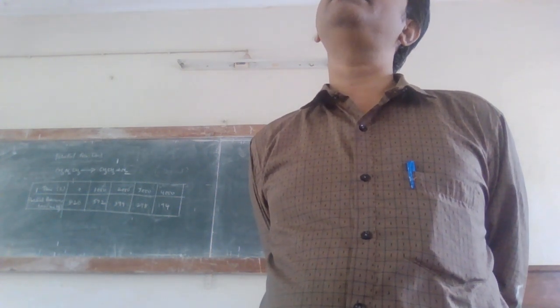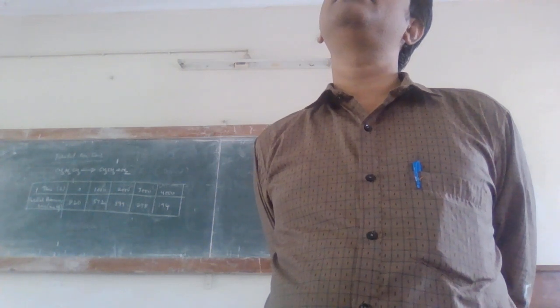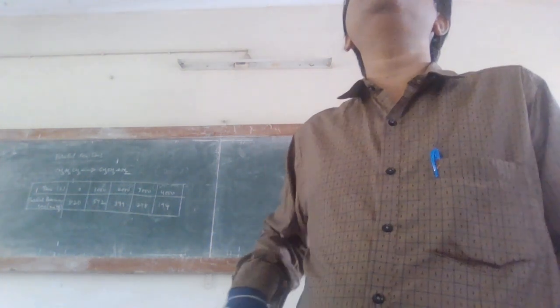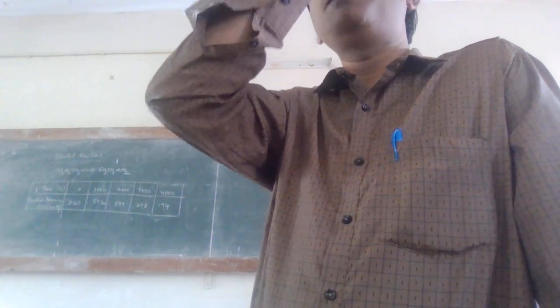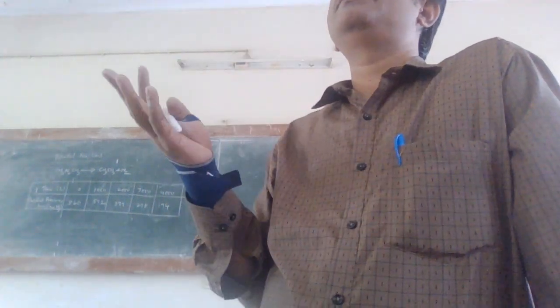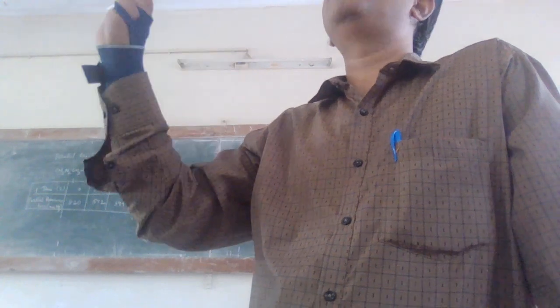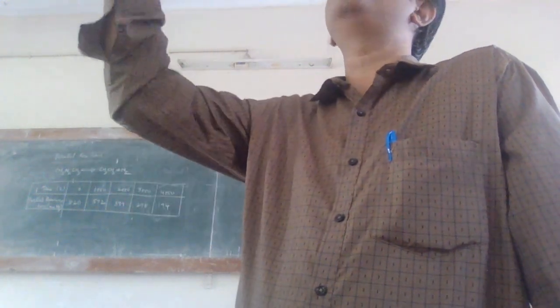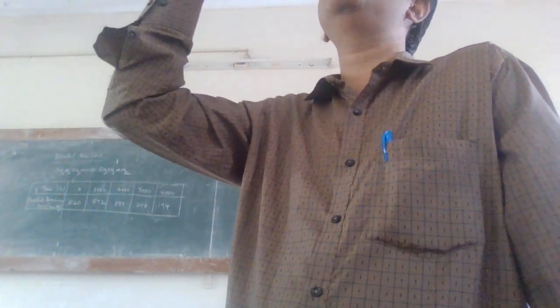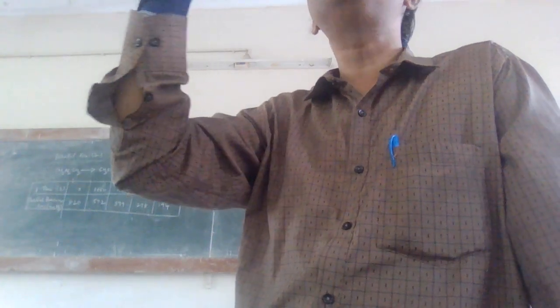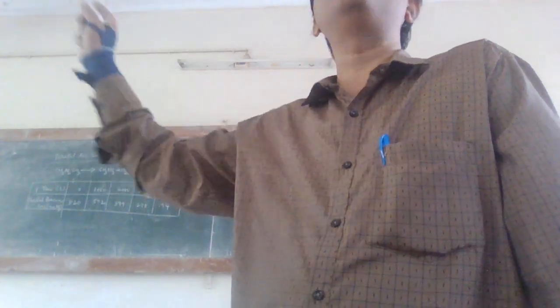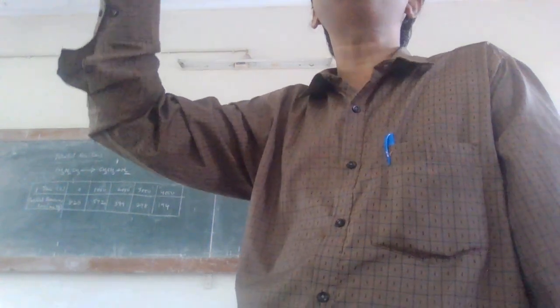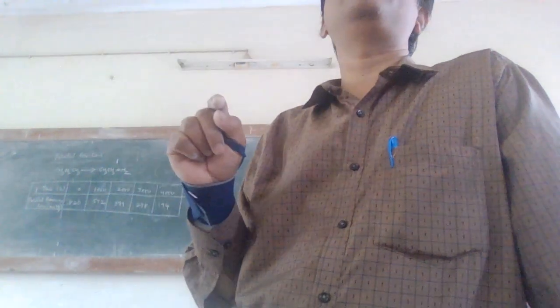If a graph is not given, yesterday we have done some problems, no? If a graph is not given, the simple way of analyzing is to assume some order, say first order, and check whether your k is constant over the intervals given, provided you get time versus concentration data.